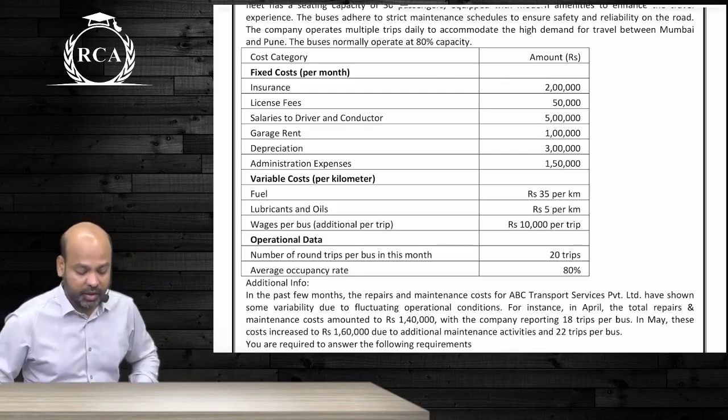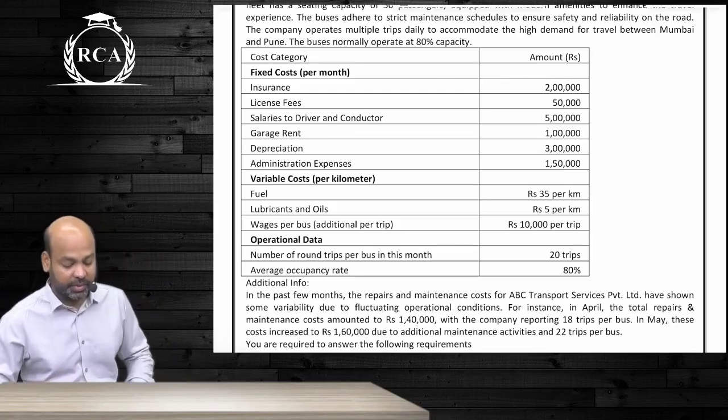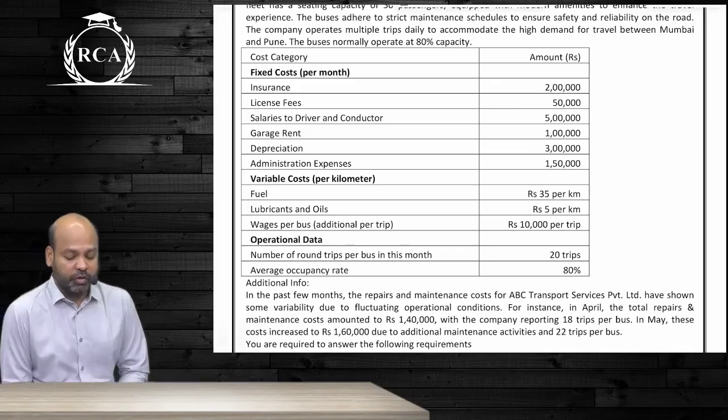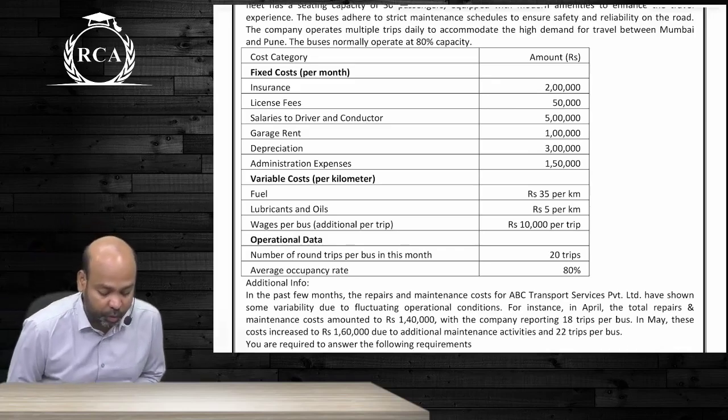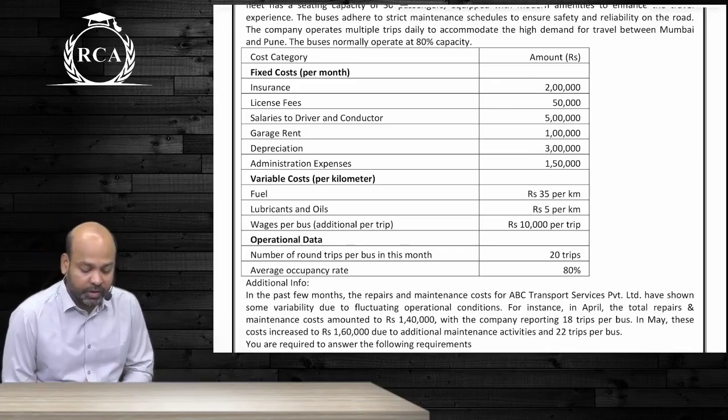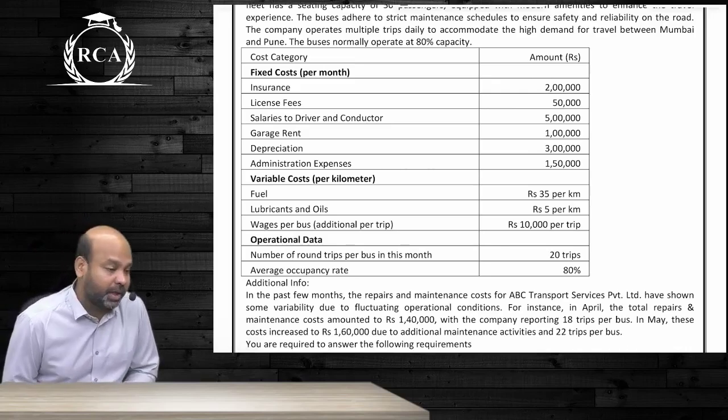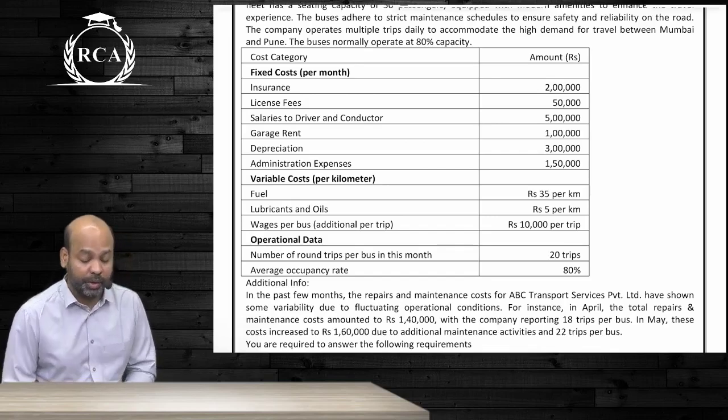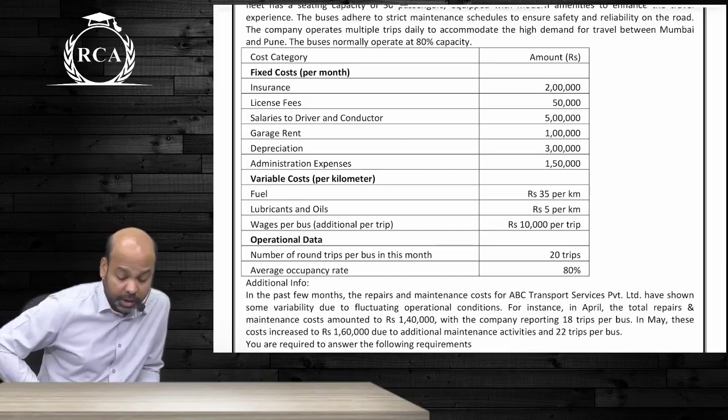Garage rent is 1 lakh, depreciation is 3 lakhs, admin expenses 1 lakh 50. Variable cost on a per kilometer basis is 35 rupees for fuel. Lubricants and oils is 5 rupees per kilometer, and wages per bus additional per trip is 10,000. Apart from paying 5 lakhs fixed amount, we are also paying 10,000 rupees as an additional wage per trip.